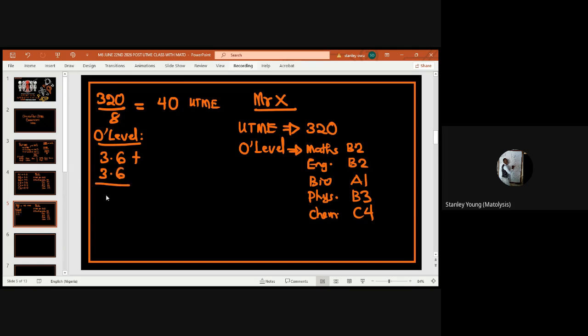Okay, that itself is 7.2. Then what do we have? 7.2 plus A1. A1 is 4.0. So that gives you 11.2. Then B3. B3 is 3.2, right? So you have 3.2. That gives you 14.4.